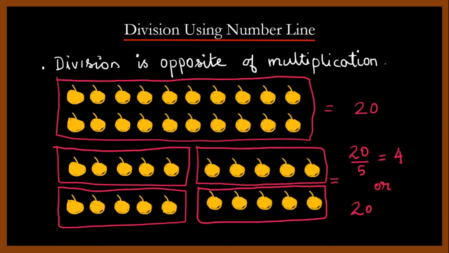Similarly, 20 divided by 4 will give 5 with a remainder of 0. This is a perfect division. Sometimes you get fractions or decimals about which we will learn in future lessons.